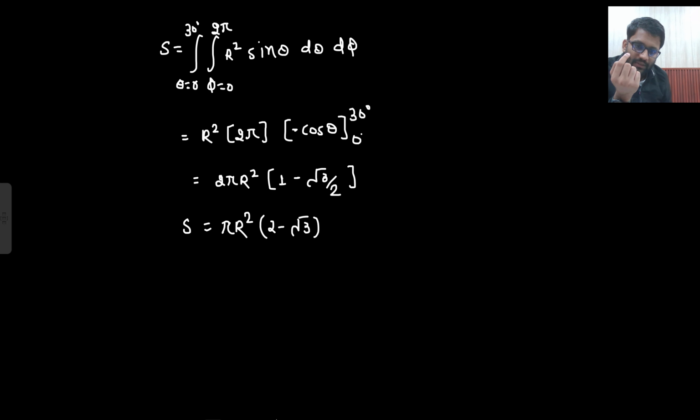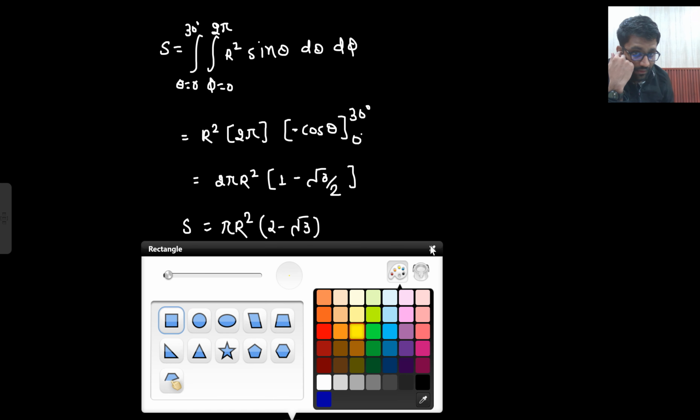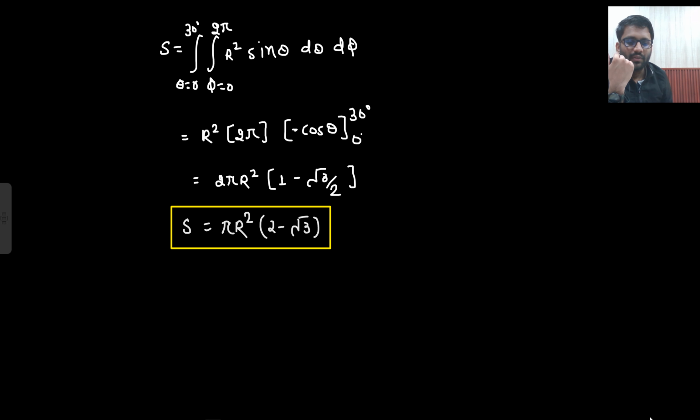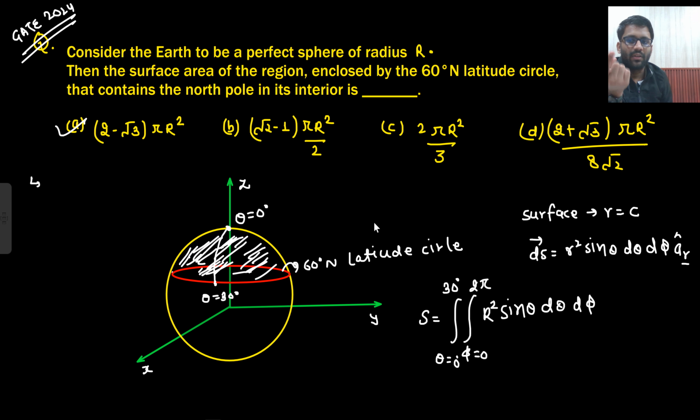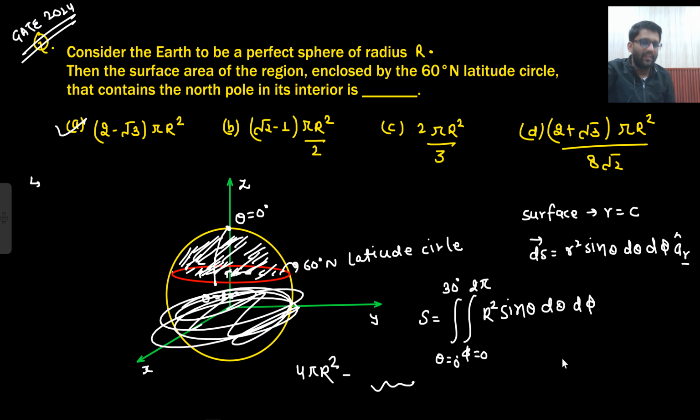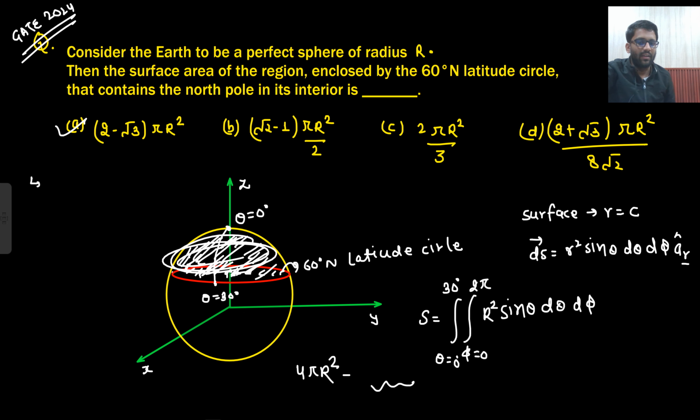So this is the surface area they were asking. That's the complete answer: pi r square into 2 minus root 3. It was a good question, very intelligently framed. If I had been the examiner, I would have asked for the lower area. That means my answer would have been 4 pi r square, the complete area, minus the area that I found. I would have said enclosed by the 60 degree north latitude circle that contains the south pole in its interior. If I had written south pole here, then the answer would have been this area. But they did not ask this question, they asked about this particular area. So the answer would be 2 minus root 3 pi r square. It was a good question.